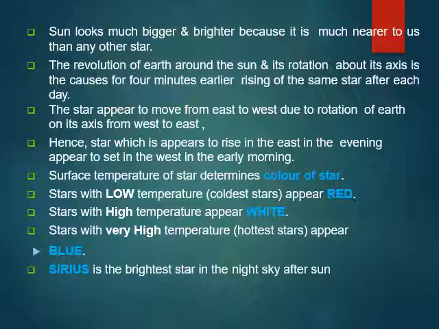The stars appear to move from east to west due to rotation of the earth on its axis from west to east. Hence, stars which appear to rise in the east in the evening appear to set in the west in the early morning. Surface temperature of stars determines the color of the star. Stars with low temperature, the coldest stars, appear red. Stars with high temperature appear white and stars with very high temperature, that is the hottest stars, appear blue in color. Sirius is the brightest star in the night sky after the sun.